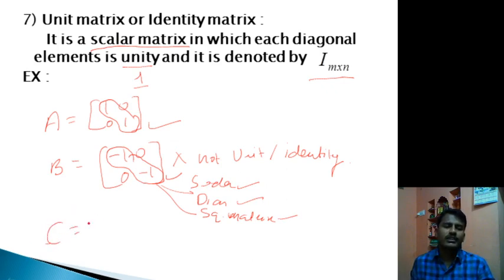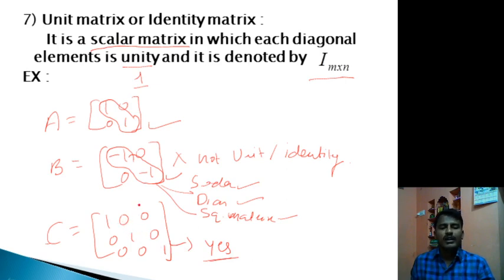One more example. C is equal to 1 0 0 0 1 0 0 0 1. Can you say that it is an identity matrix? Yes, it is an identity matrix because it is a square matrix. Yes, it is a diagonal matrix. Yes, it is a scalar matrix. And all diagonal elements are 1. Such a matrix we can call an identity matrix or unit matrix.